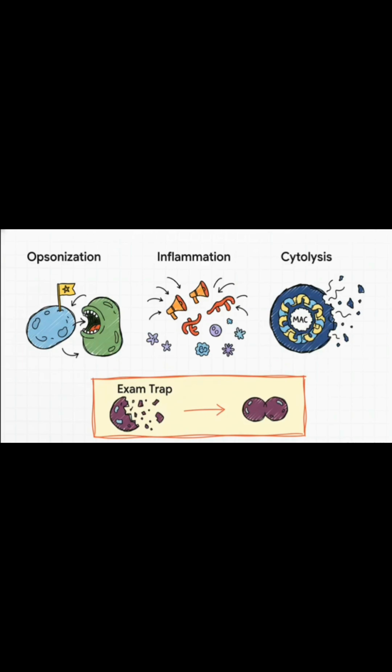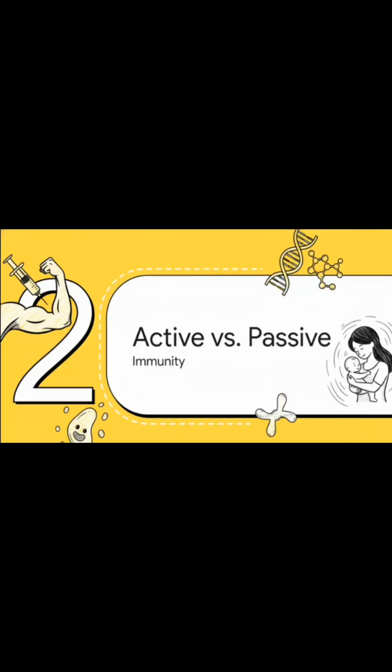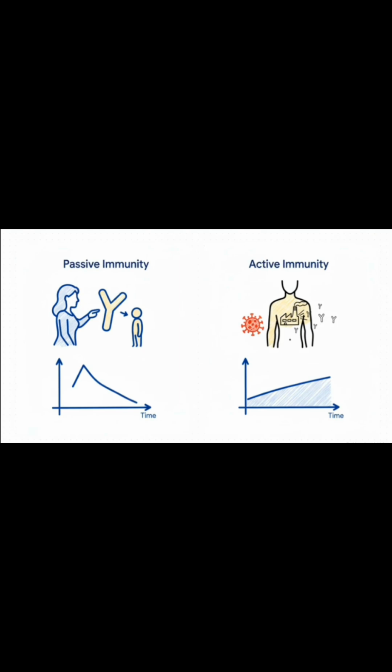And listen up, here is a massive exam trap. If a patient is missing that MAC complex, they become super susceptible to recurrent Neisseria infections. Star that one. Okay, so we know the tools in our arsenal. Now in Section 2, let's talk about how our bodies actually acquire this immunity. This is the whole active versus passive debate. This distinction is so high yield.